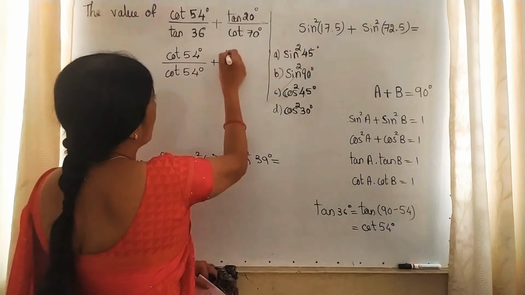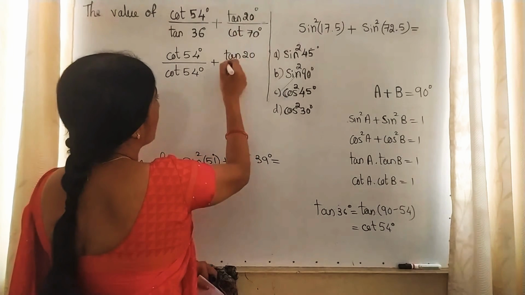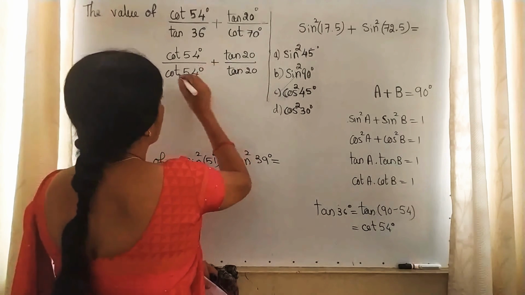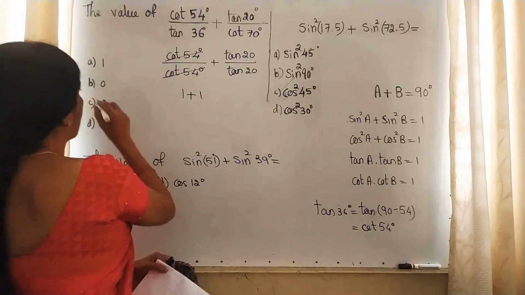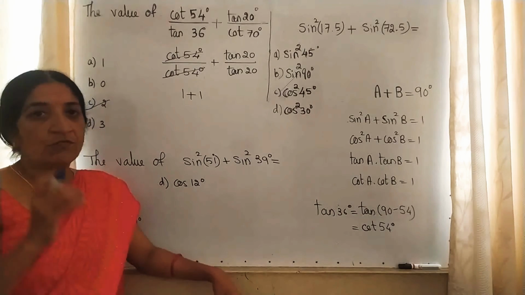And tan 20 I kept as this. 20 plus 70 is 90. Cot 70 is tan 20. So this cancels 1 and this cancels 1. It is 1 plus 1, 2. This is the explanation of how we solve.